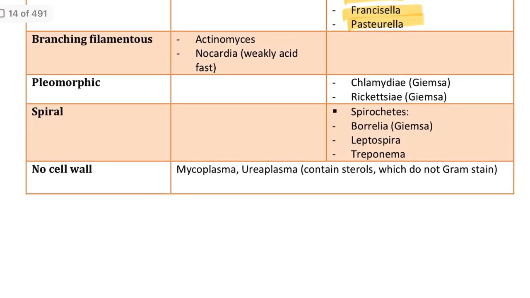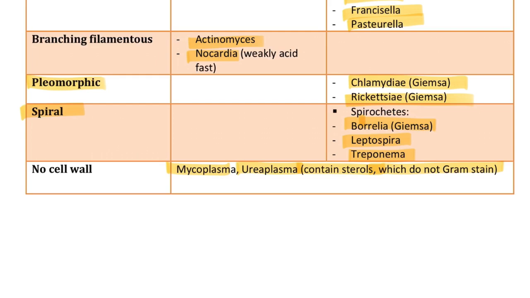Okay, so in branching filaments we mostly see, in gram positive, Actinomyces and Nocardia, and in gram negative we can't see anything. Next one we can see is pleomorphic. Pleomorphic means variable shapes. For example, Haemophilus and Mycoplasma, and you can also see Chlamydia and Rickettsia. And we have some spiral ones also. In spiral we can see spirochetes like Borrelia, Leptospira and Treponema, and we have some with no cell wall, like Mycoplasma and Ureaplasma. And these are very resistant to beta lactams, and they contain sterols.